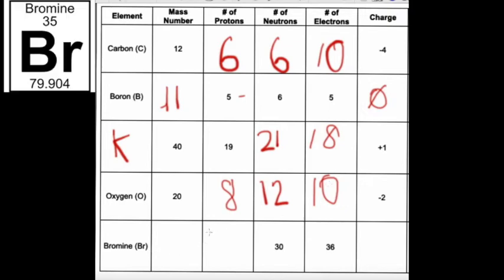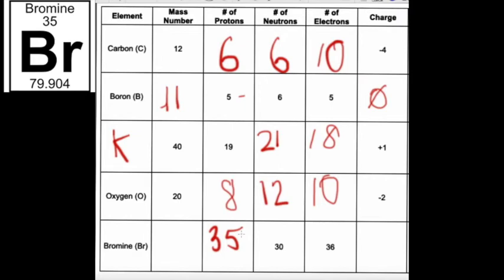Last one. So bromine. Now this one is kind of tricky too, because it's going to be easiest if you find the number of protons first. I know this blank is first, but you need to find the number of protons first. So let's look at bromine, that's Br. When we look at bromine on the periodic table, it has an atomic number of 35, which means it has 35 protons.